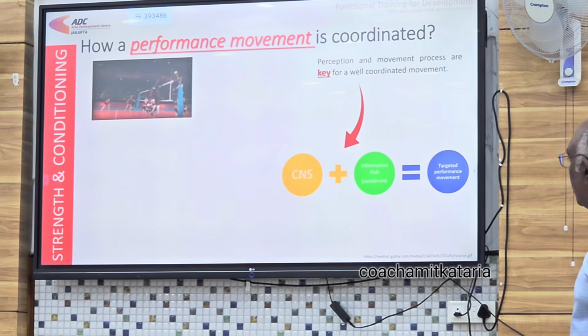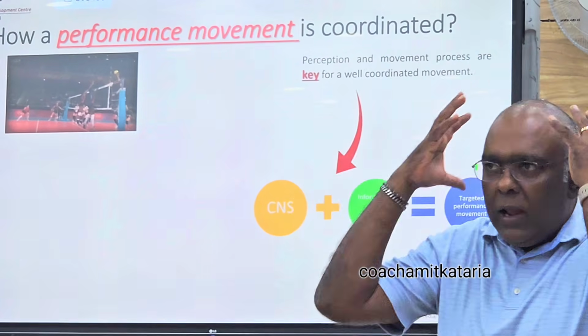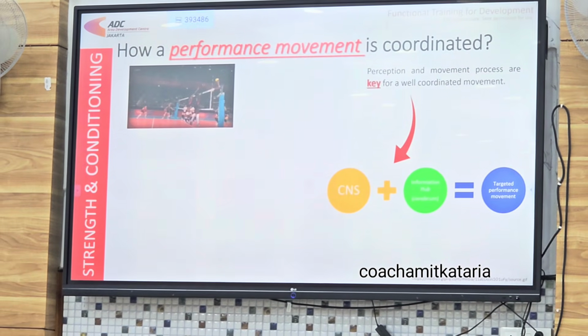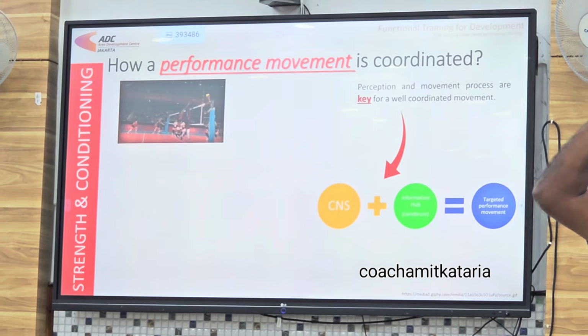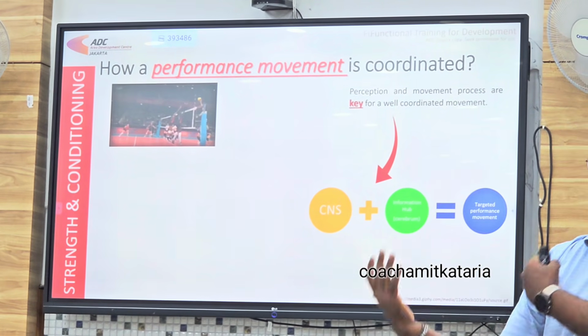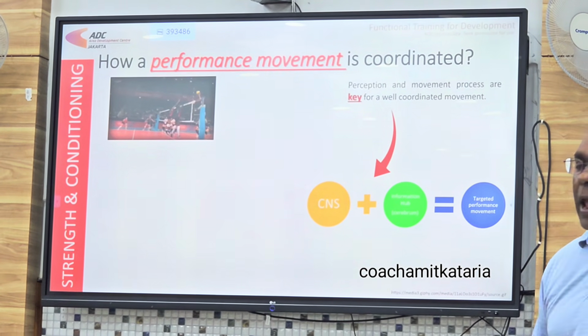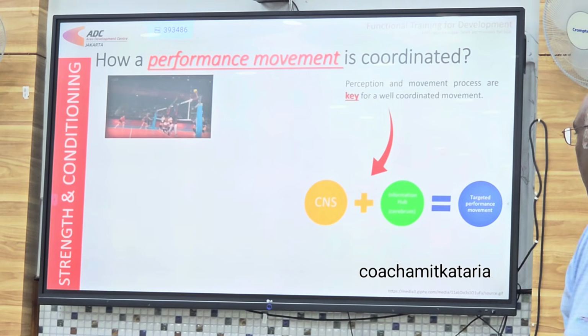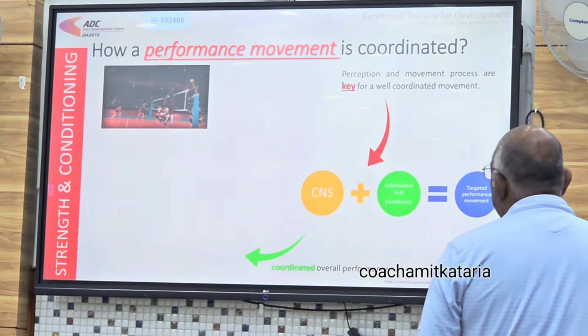It is actually stored in our information hub, which is our brain and your central nervous system. The message from your brain transmits the info through the central nervous system, and then your body moves, and it becomes a target movement. To do that, okay, what happens?